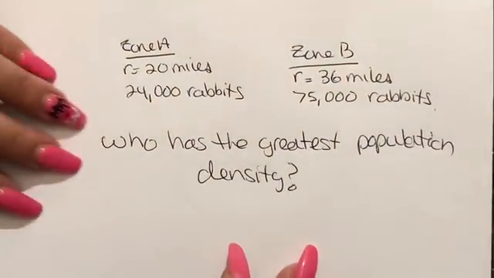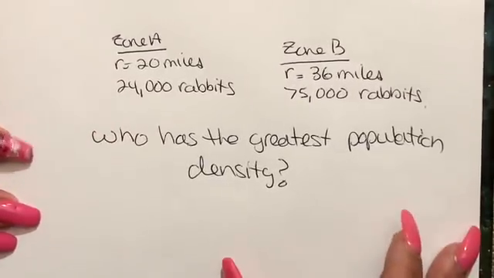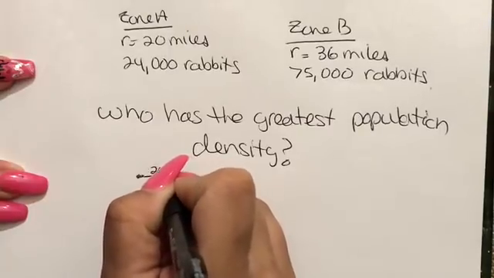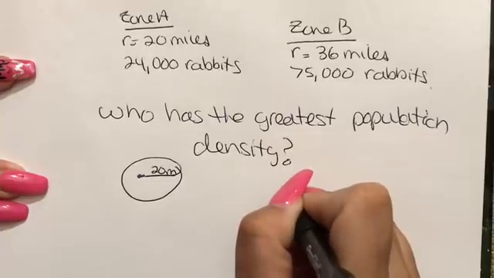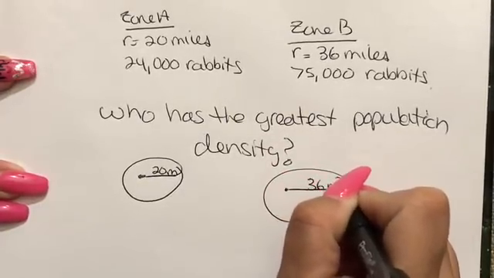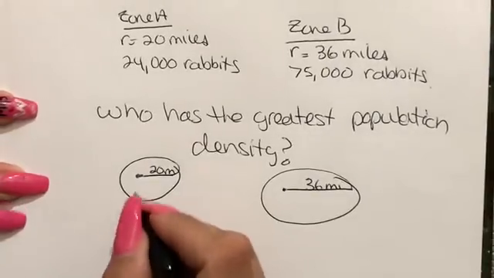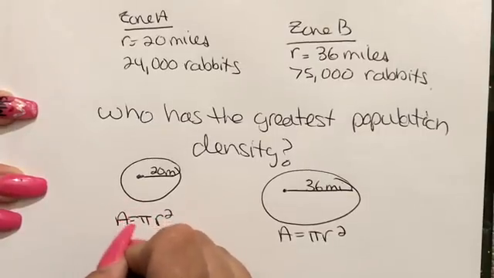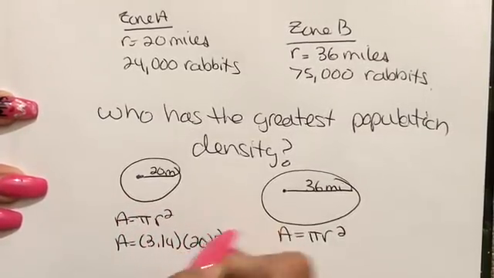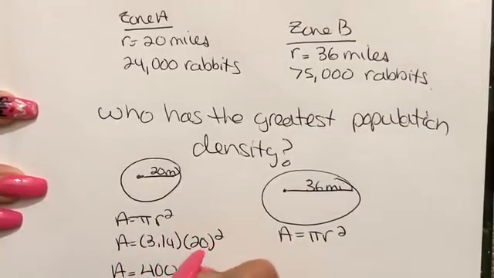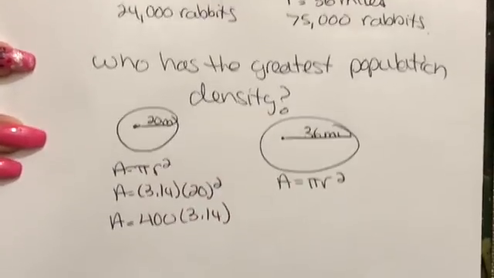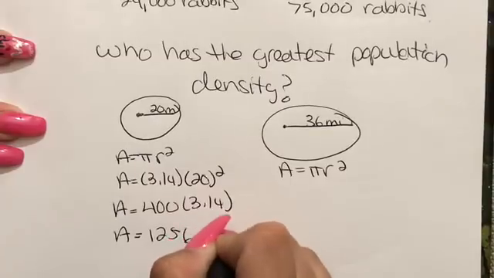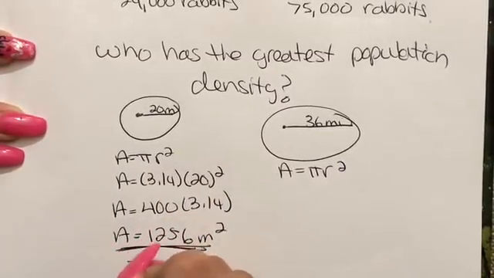Well, if I have a radius, like I mentioned earlier, I must be dealing with circles. So let's draw the two circles that are described. The first circle I know has a radius of 20 miles, and the second circle I know was a little bit bigger, and that one was 36 miles. So what I first want to do is find the area of both circles. So I'm going to use 3.14, and I'm plugging in the radius for both of them. 20 squared is 400 times 3.14. And when I multiply 3.14 and 400, I get 1256 meters squared. So that is the area of zone A.